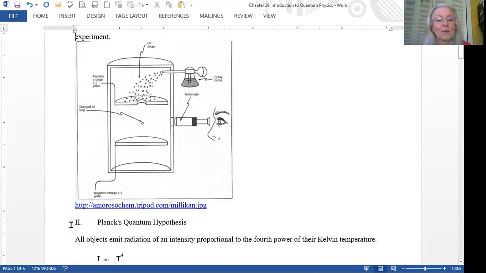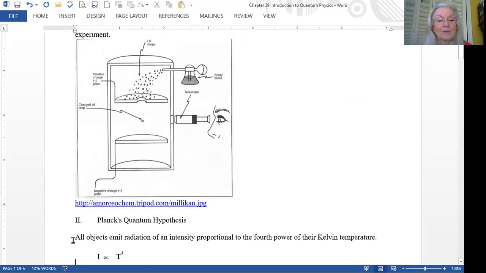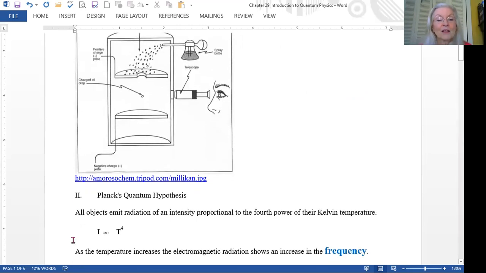So with Planck's quantum hypothesis, he was able to notice that objects emit radiation with an intensity that is proportional to the fourth power of their Kelvin temperature. So as the temperature increases, the electromagnetic radiation shows an increase in frequency.